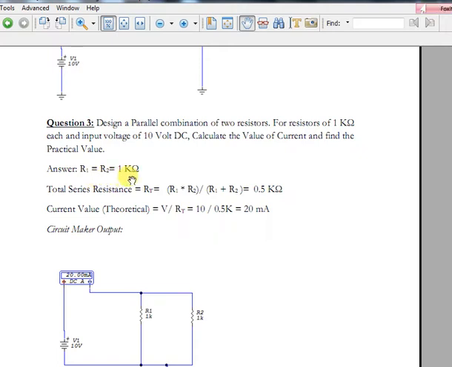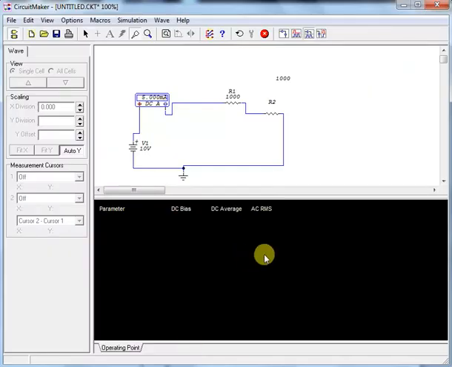Since two resistors are 1 kilo ohm each, the formula for total resistance is multiplication on the numerator and addition on the denominator. If you solve, you will get half kilo ohm as the total resistance. So the total value of current will be voltage divided by total resistance, that will be 20 milliampere. Now we will go back and we will stop.